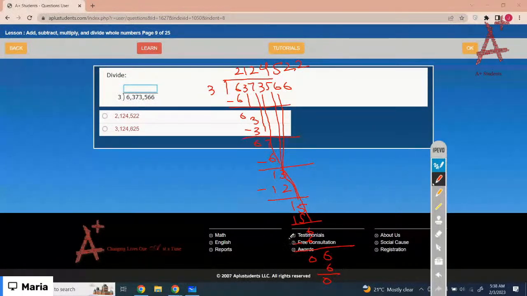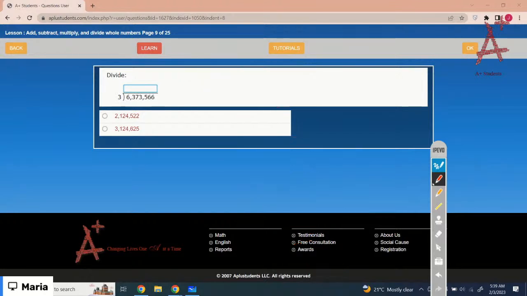Got it? So if you have any confusion, you can ask. It is the option number 1, 2, 2, 4, 5, 2, 2. Got it? Option number 1 is the correct option. If you have any question, you can ask. I will explain again. Got it? So option number 1 is the correct option.